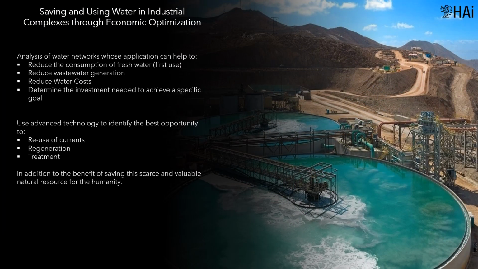Saving and using water in industrial complexes through economic optimization. Analysis of water networks, whose application can help to reduce the consumption of fresh water, first use, reduce wastewater generation, reduce water costs, and determine the investment needed to achieve a specific goal. Use of advanced decision-making artificial intelligence to identify the best opportunity for reuse of streams, regeneration, and treatment. In addition to the benefit of saving this scarce and valuable natural resource for humanity.